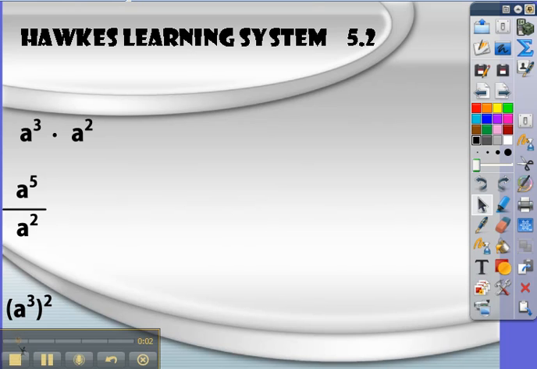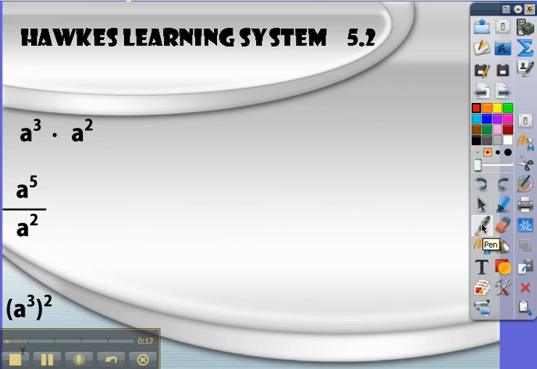Okay, this is to address questions on the Hawks Learning System, section 5.2. Working with exponents, it seems like the negative exponents are what's thrown us the most. So let's talk about, first of all, just a few rules that you've got to be familiar with when you're dealing with these exponents.